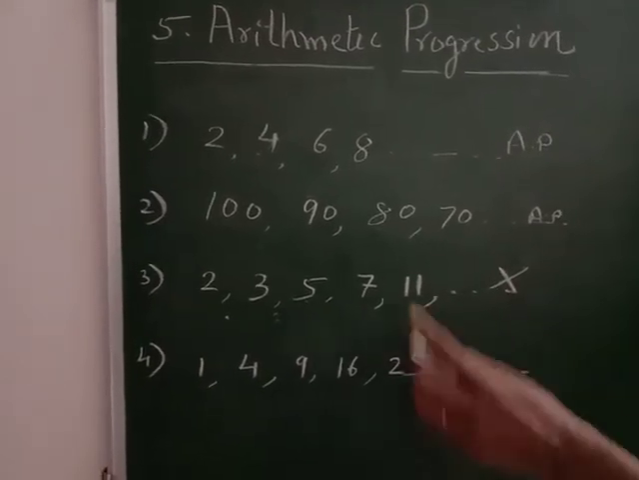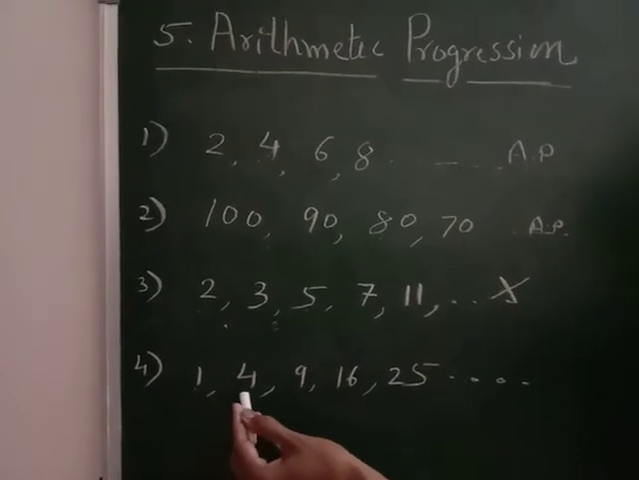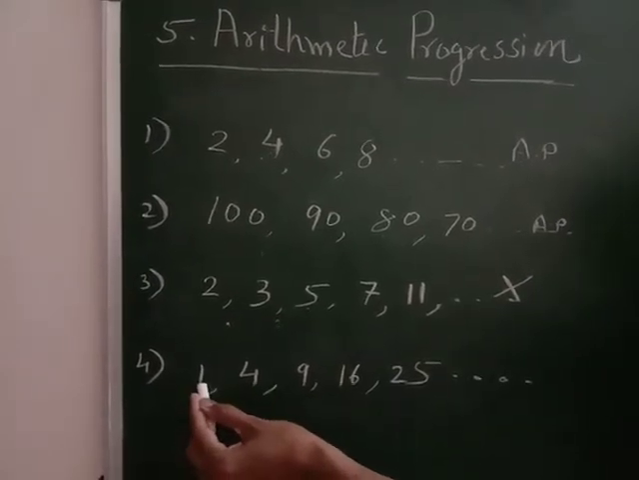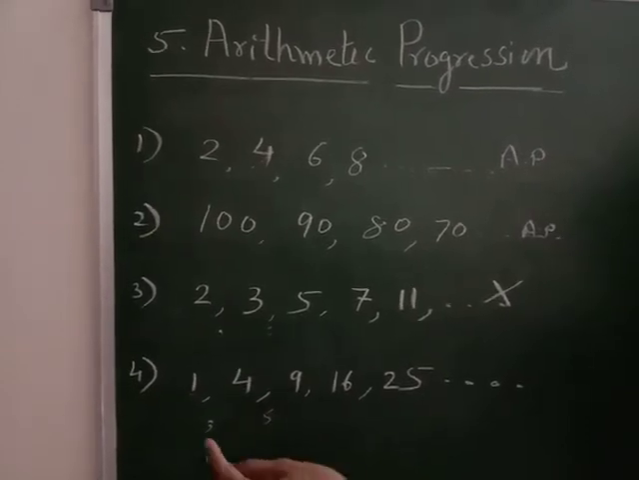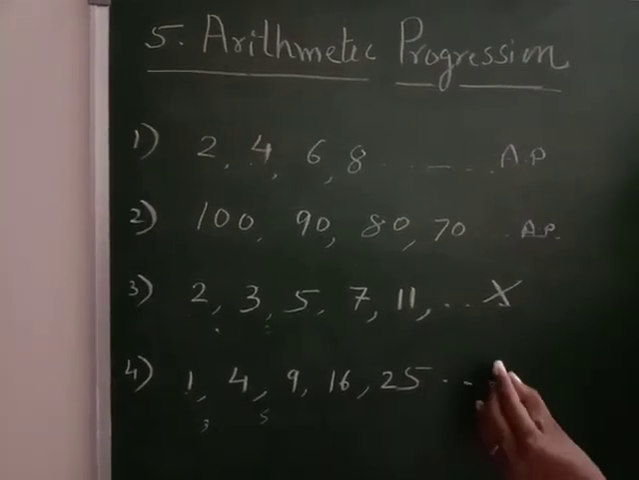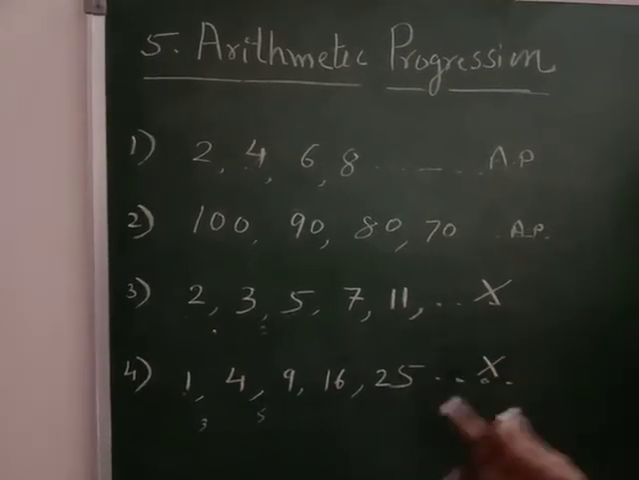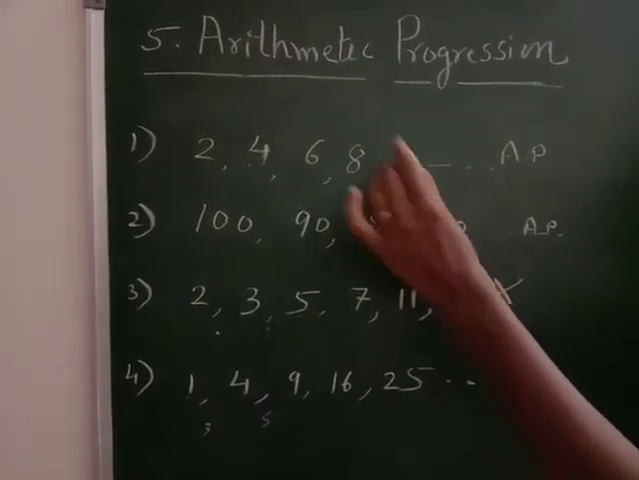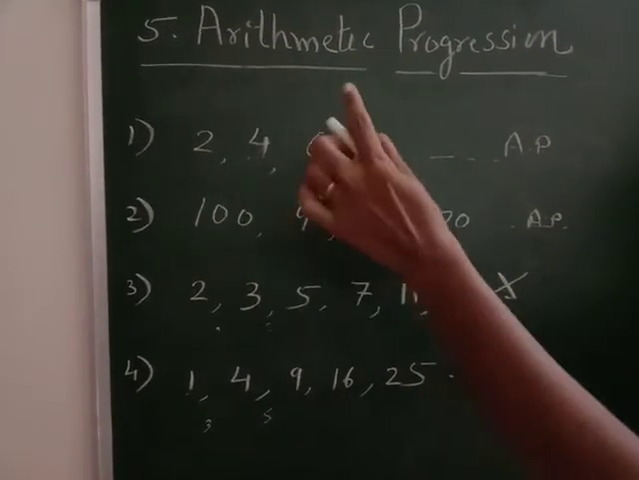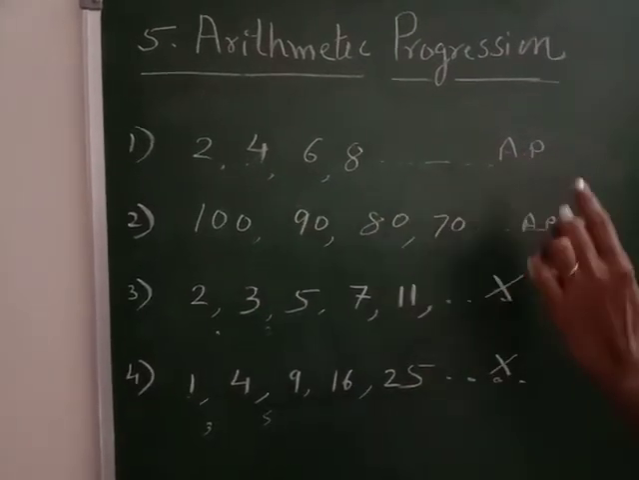Here also, the first term is 1, the second term is 4. 4 minus 1 is 3, 9 minus 4 is 5. So they are not the same number. So this is also not an arithmetic progression. So how can we represent the arithmetic progression? Arithmetic progression means the number is increasing by a particular number only. Then it is called an arithmetic progression.